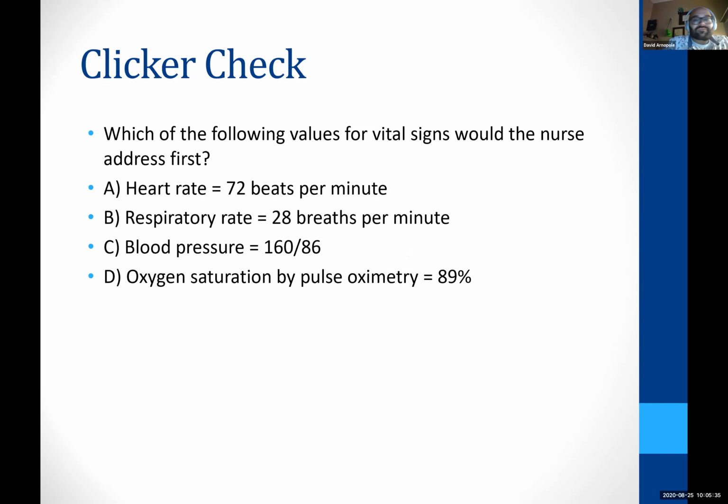Let's do some questions. Which of the following values for vital signs would the nurse address first? A heart rate of 72, that's normal. Respiration of 28, worried about it, but blood pressure 160 over 86, we've got some hypertension. But oxygen sats by pulse ox. So again, think nursing questions. What would you do first? Who will die if you don't do it? Heart rate is normal. Respirations, a little high, but you can let it be for a minute. Blood pressure, a little high. Oxygen sat, their tissues are not getting fully saturated with oxygen. We have a problem. This is how you think through these.